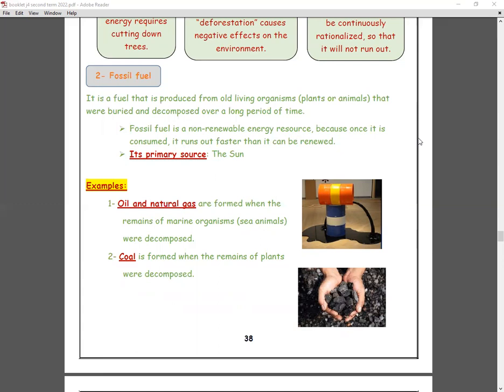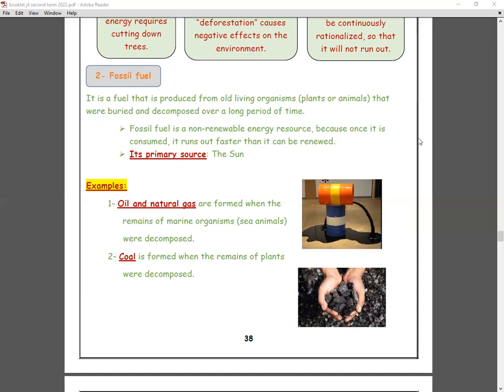So for green plants to grow, we need some years, like our life cycle. So we said around 80 to 90 maybe years, okay? But fossil fuel needs millions of years, so it needs a long period of time. But don't forget that the primary source of the fossil fuel will also be the sun, because we said that living organisms like plants and animals also need the sun.